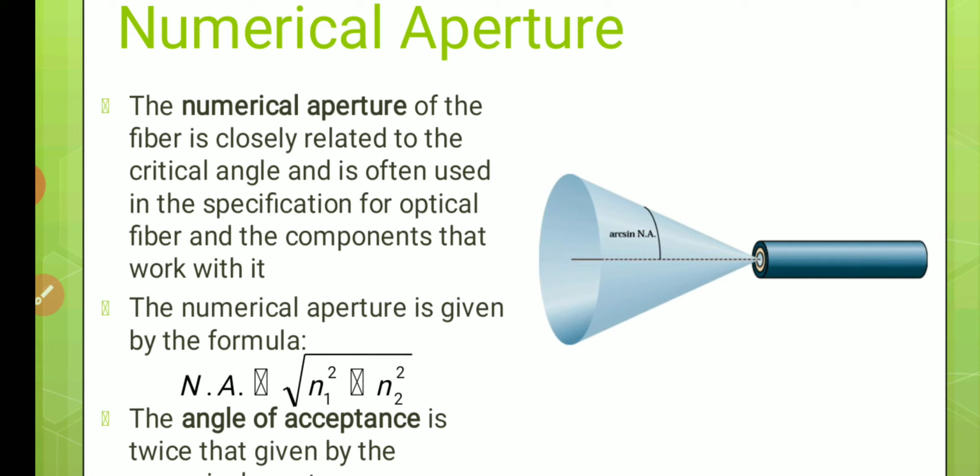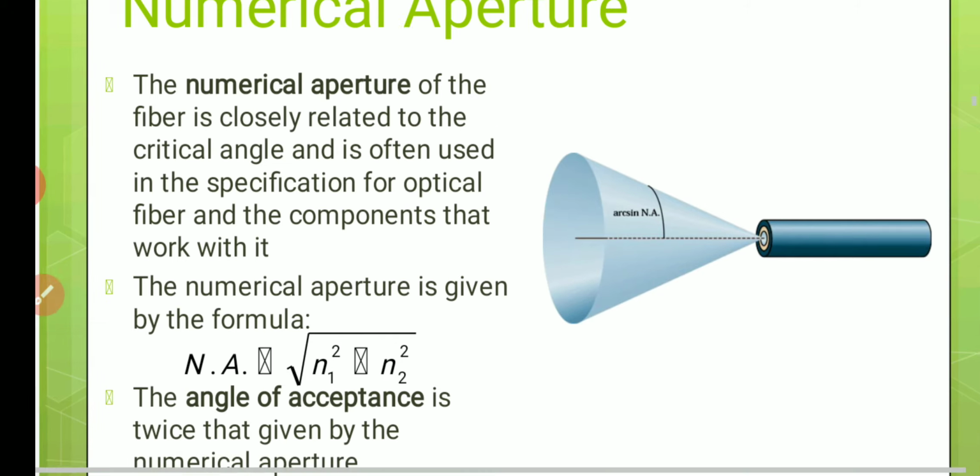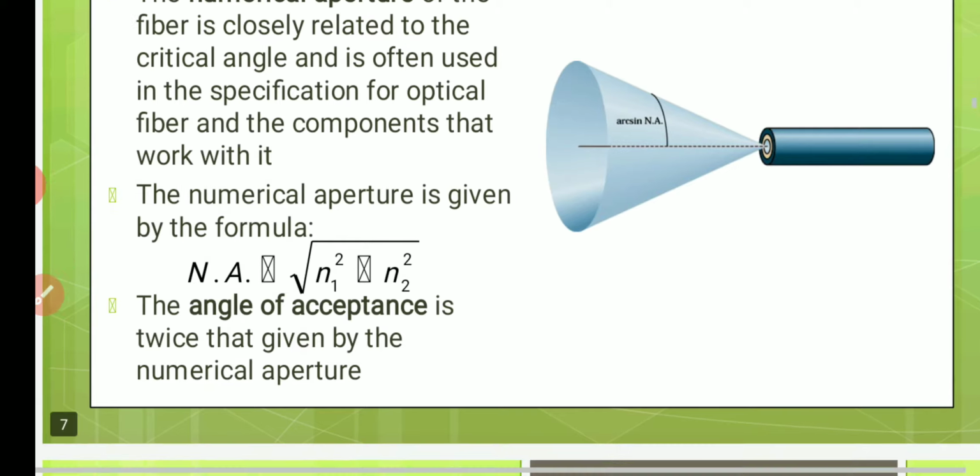You just study the definition. Numerical aperture is used to describe the light gathering or light collecting capacity of an optical fiber. And another equation: numerical aperture is equal to sine theta in, where theta in is the acceptance angle, and numerical aperture is equal to the root of n1 squared minus n2 squared.